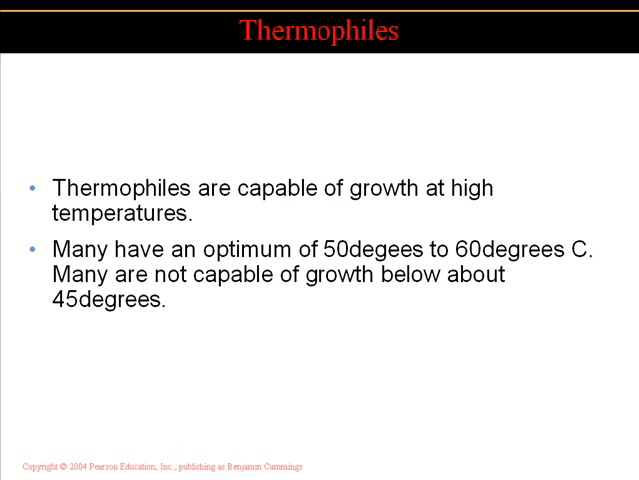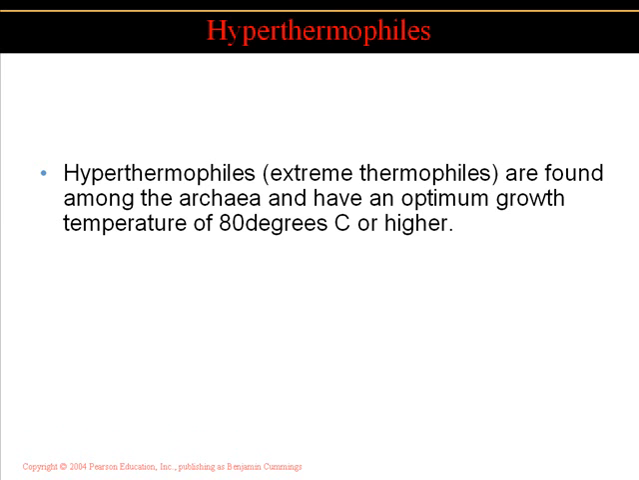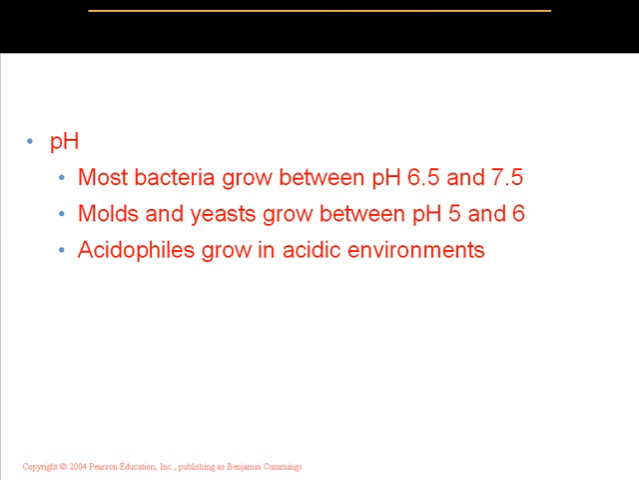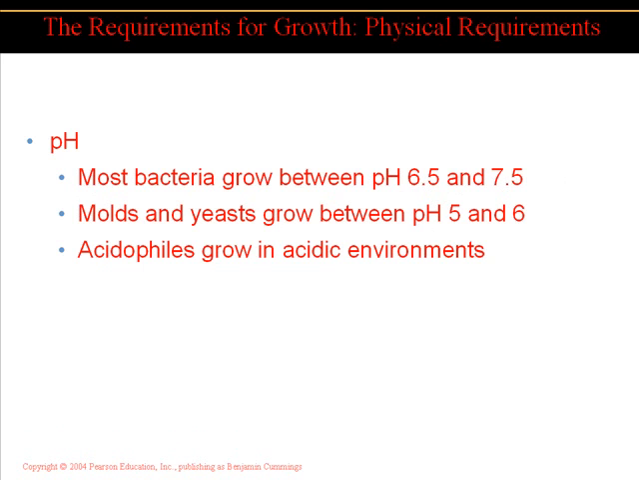Thermophiles basically are capable of growth at high temperatures. Many of them have optimum temperatures of 50 degrees to 60 degrees Celsius, and many of them are capable of growth below 45 degrees. Now, hyperthermophiles, basically extreme thermophiles, are found among the archaea, and they have an optimal growth range of about 80 degrees or even higher. There are also organisms that live in extreme and or moderate pH environments as well. Again, pH refers to the acid-base component of an environment or a solution.